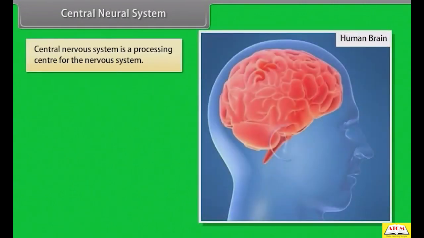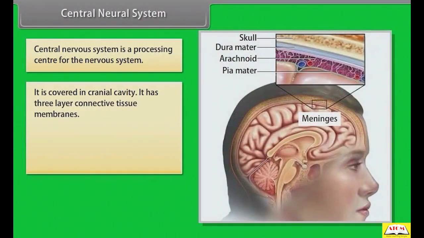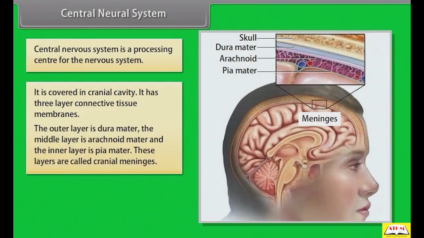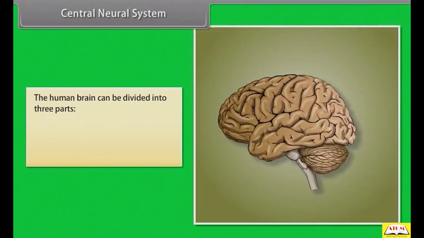Central nervous system. The central nervous system is the processing center for the nervous system. It is covered in the cranial cavity. It has 3-layer connective tissue membranes. The outer layer is dura mater, the middle layer is arachnoid mater, and the inner layer is pia mater. These layers are called cranial meninges. The space between pia mater and arachnoid mater is filled with cerebrospinal fluid. The human brain can be divided into three parts: forebrain, midbrain, and hindbrain.